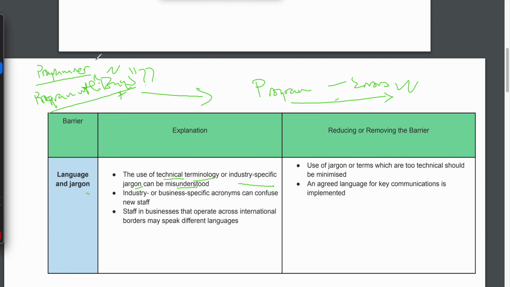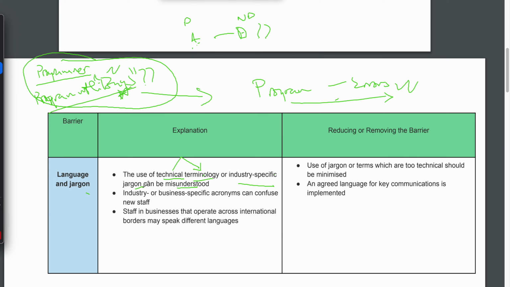Now, if they are going to say that the program has got bugs, this is a technical terminology. It is known by all programmers, but it's not understood by other people. So if A is sending to B, whereby A is a programming expert and B is non-programming, and A just says to B that my program has got bugs, B is not going to understand what A is trying to say. Why? Because they are using technical terminology or industry-specific jargon.